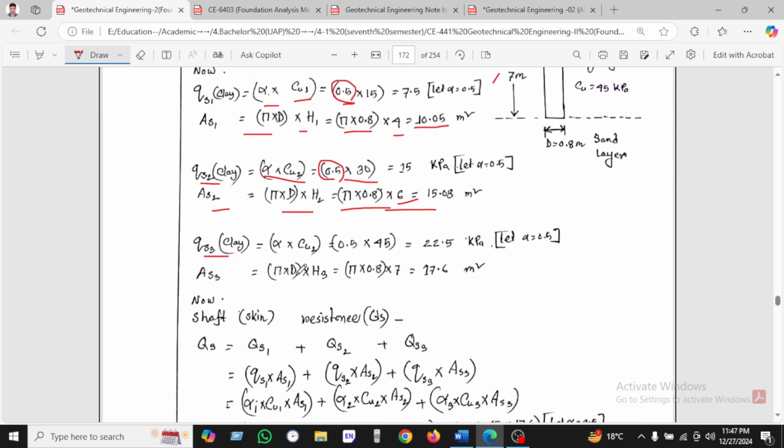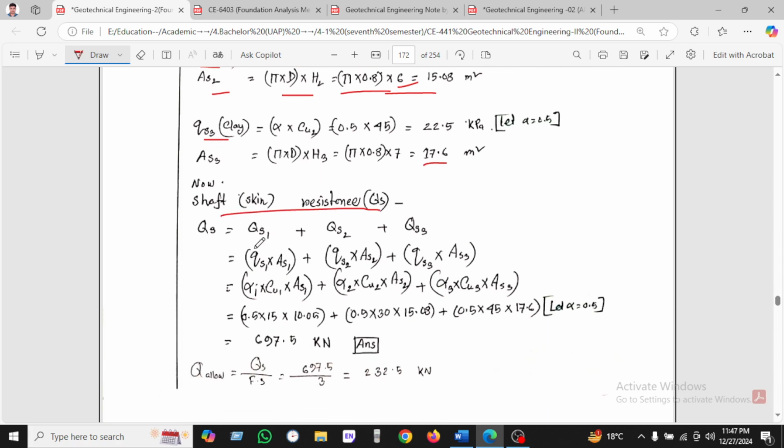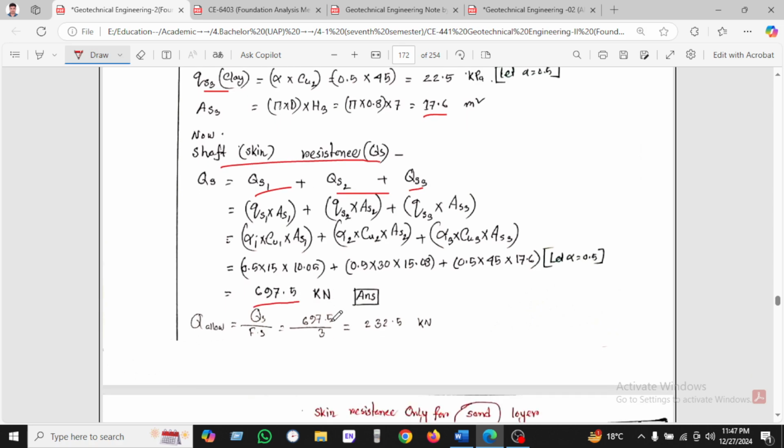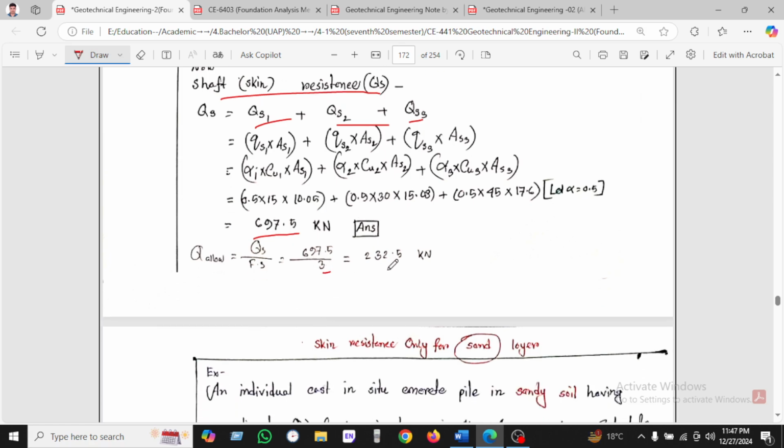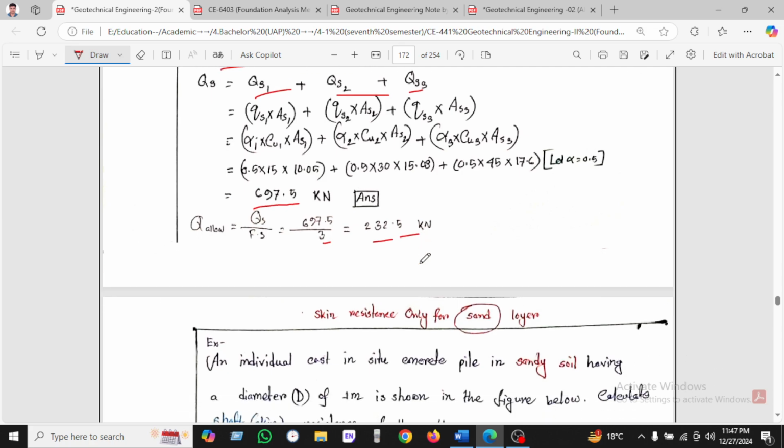And in this way QS2 is found here. So now we'll calculate the total resistance with QS1, QS2, and QS3, and found 697.5, and we'll divide by the factor of safety, which is 3, and it is found 232.5 kilonewton.